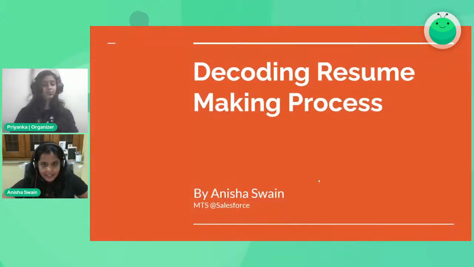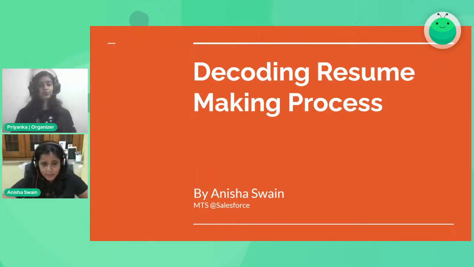Priyanka already gave a short introduction of me, but let me rephrase that. I'm Anisha. I'm a member of technical staff at Salesforce, and I worked with Red Hat for around 2.5 years before Salesforce. Today's session is going to be very interactive.